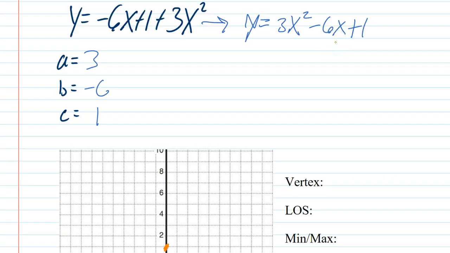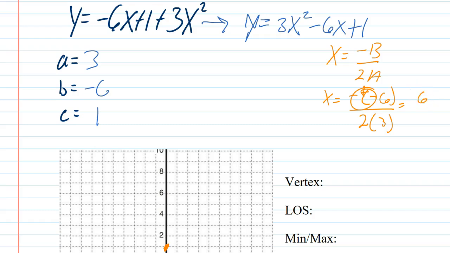Next, we can find the line of symmetry. Remember, the formula is x equals negative b over 2a. So we have x is equal to negative 6 over 2 times 3. Negative times negative gives me a positive, so that's equal to 6 over 6. X is equal to 1. So our line of symmetry is x is equal to 1, and our vertex has an x value of 1.